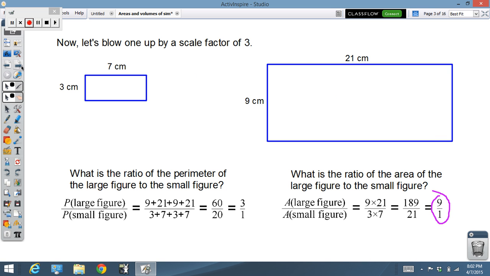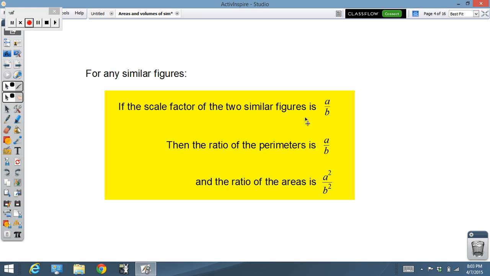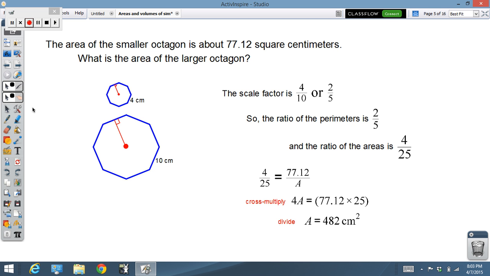So it led us to this finding: if the scale factor of two similar figures is A over B, then the ratio of their perimeters is also A over B, but the ratio of their areas changes by A squared over B squared. And we worked on problems like this. This is again duplicated from section 10.4, so you don't necessarily have to take it down. You've already got it in your notes.